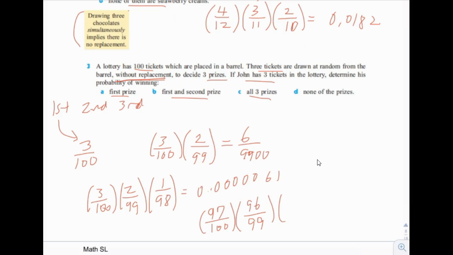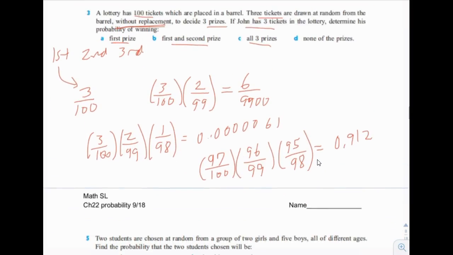And then on the last draw, there was a total of 98 tickets in the barrel, and 95 of them are not his. So let's see, 97 times 96 times 95 divided by 100 divided by 99 divided by 98 gives us 0.912. Okay, so that's the probability that he wins nothing. All right, and that is the end of page 8.